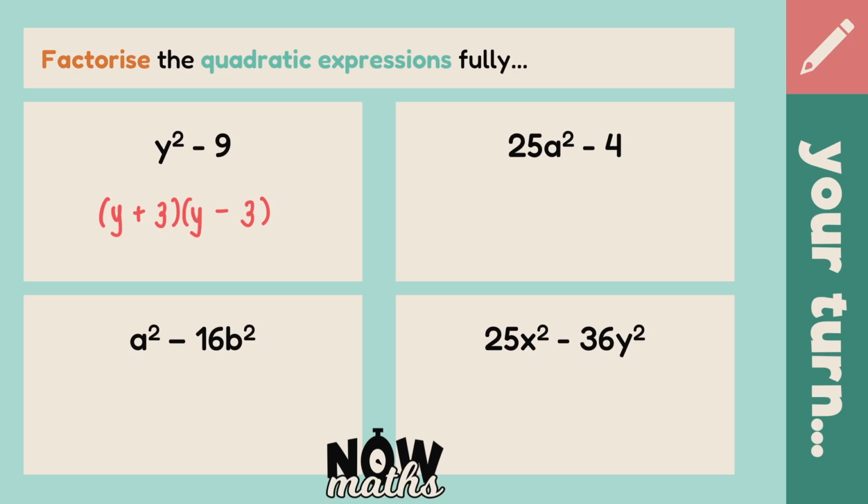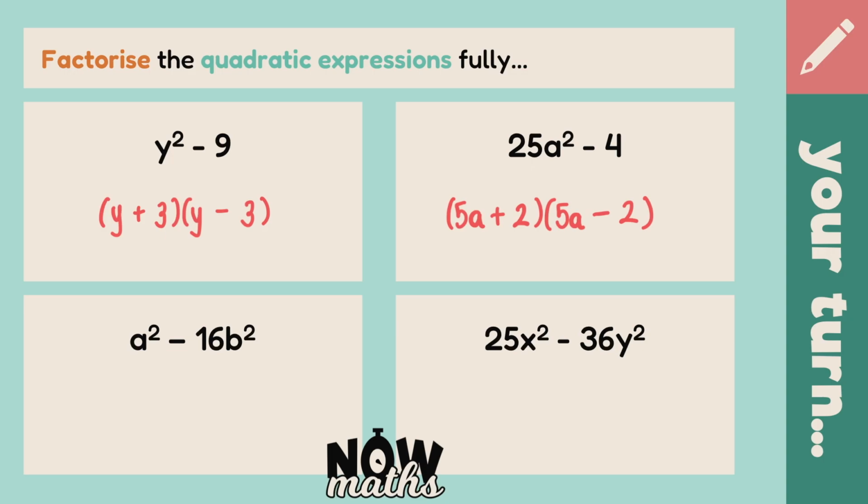Now looking at the second question, again we're going into double brackets. And first of all, the square root of 25a squared is 5a, since 5a multiplied by 5a is 25a squared. Then the square root of 4 is 2. And given that we need the 2's to multiply to give negative 4, we need one of them to be positive and the other to be negative. Just a little side note here, if you decided to write the brackets in the opposite order to what I have, then you will still have a fully correct factorisation.